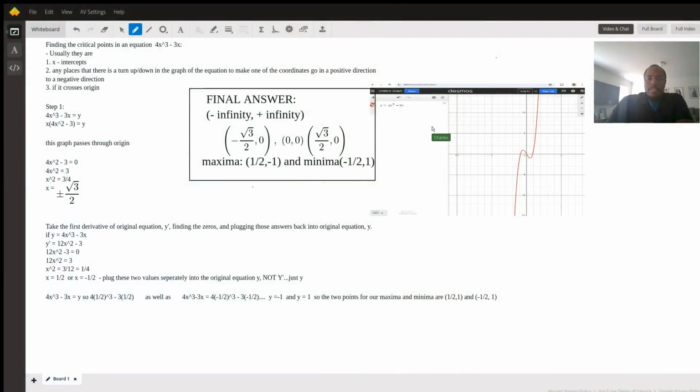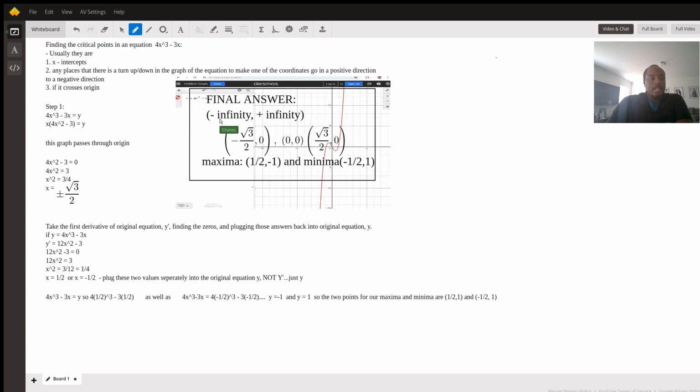All right, finally got everything formatted the right way, and we got that set up here. I'm going to cover this final answer so you don't see it yet, but we have to go through the steps to know how to get it. They're usually looking for critical points, which are the x-intercepts.